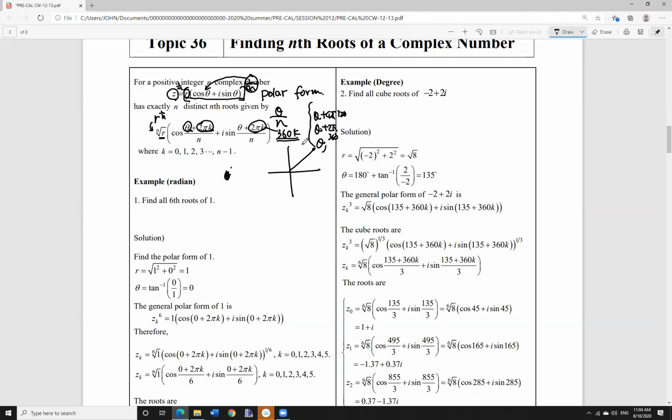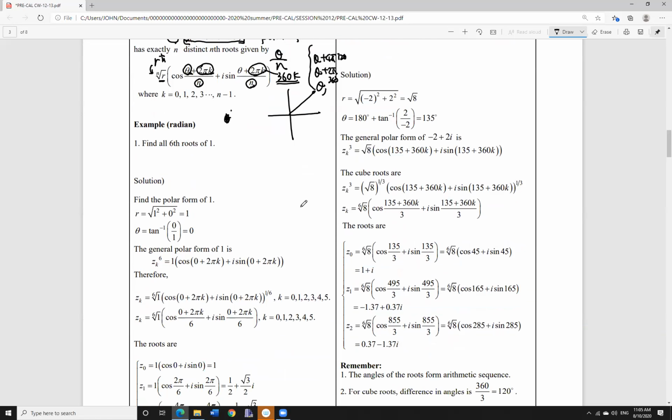After that we can divide by this number, which will be 6, isn't it? That's the way we can find the nth root. Now take a look here. Find all 6 roots of 1. What does the 6th root of 1 mean?